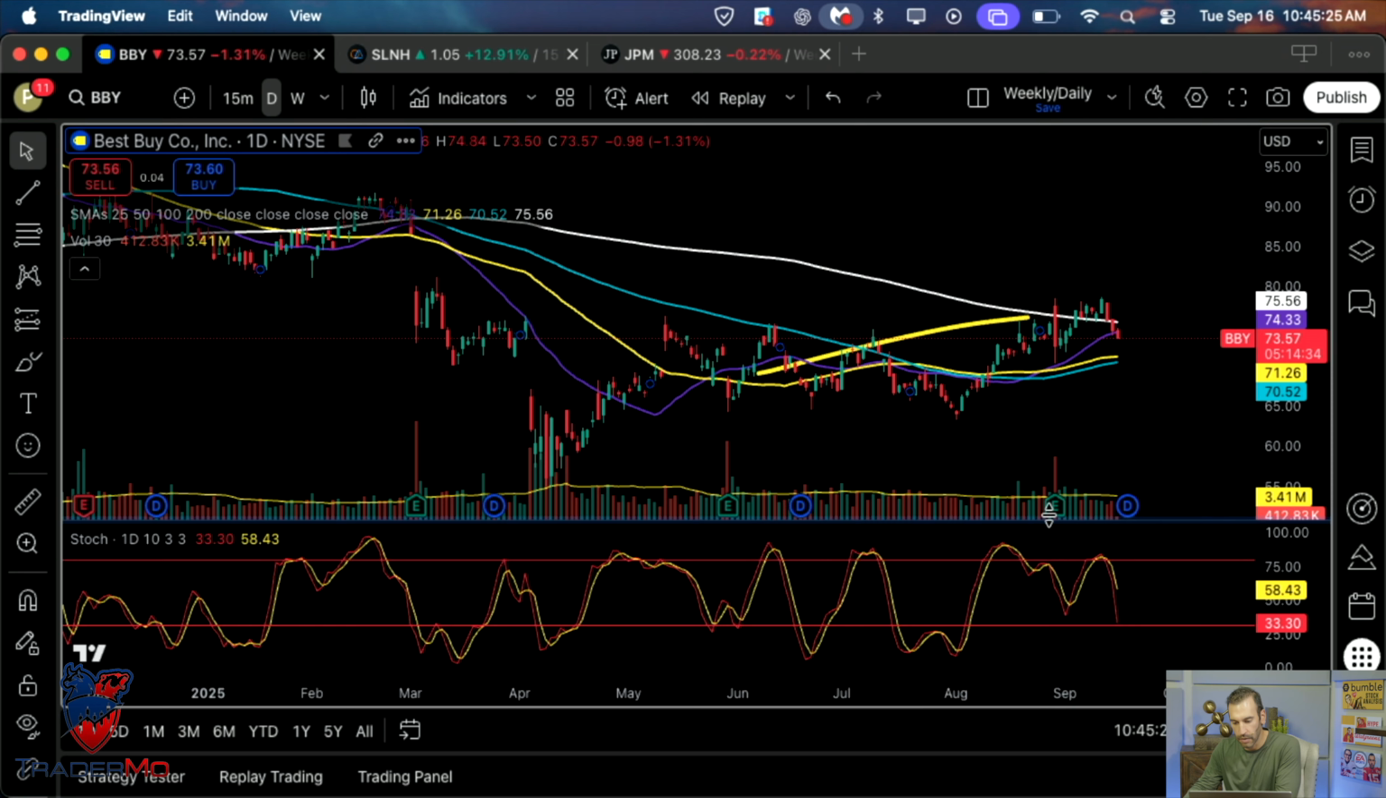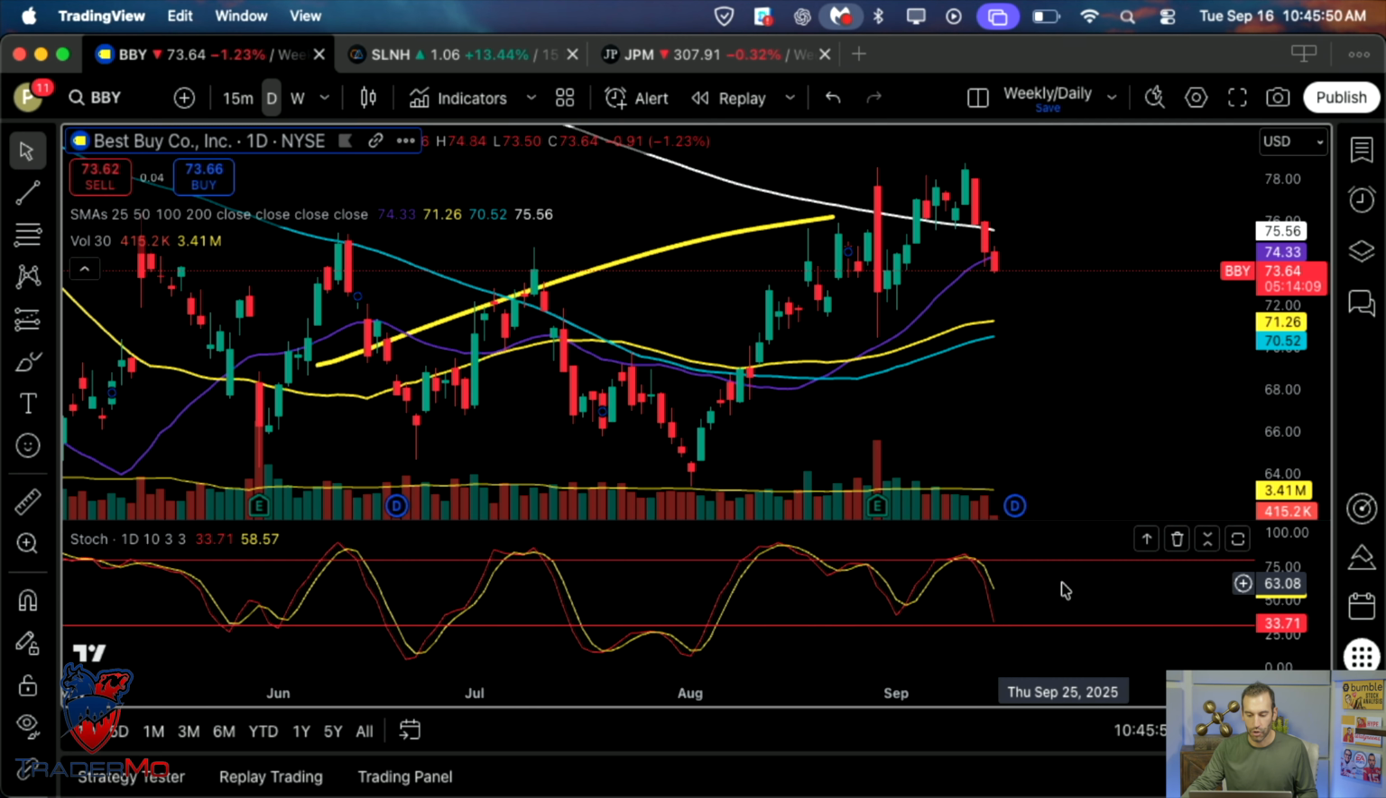Now, what do we have down here? This is our volume. Volume is like a gasoline that goes in your car. The more gas you have, the further you're going to be able to go. The more gas you have, the faster you're going to be able to go without having to worry about running out of gas, running out of steam. So this is how many shares are traded per day. If it's green, that means that there were more buyers than sellers that day. If it's red, there were more sellers than buyers that day.